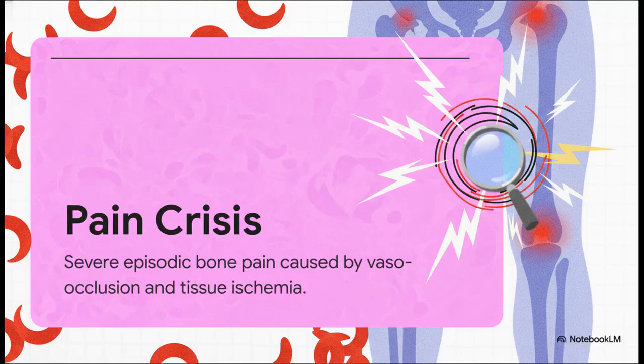The single most important clinical feature you've got to remember is the pain crisis. Sometimes you'll hear it called a vaso-occlusive crisis. When tissue becomes ischemic, it screams out in pain. This is not just a mild ache. It is agonizing, severe episodic bone pain that frequently brings patients straight into the emergency room.